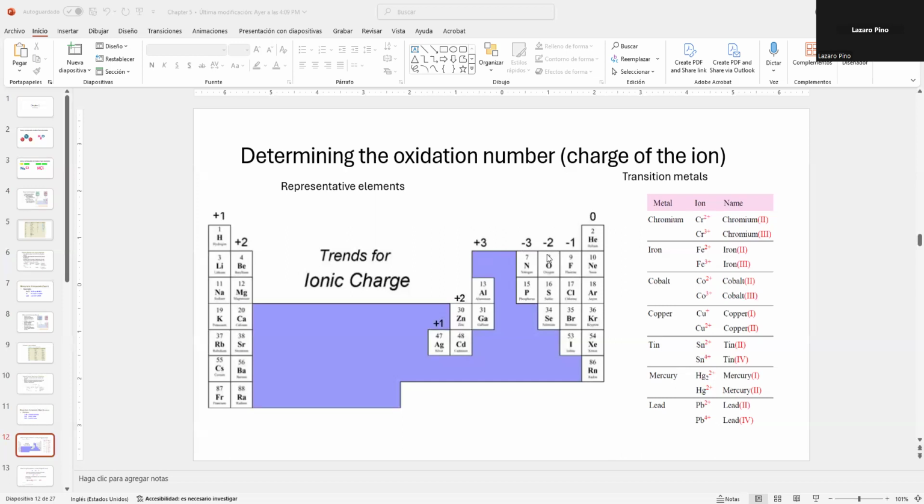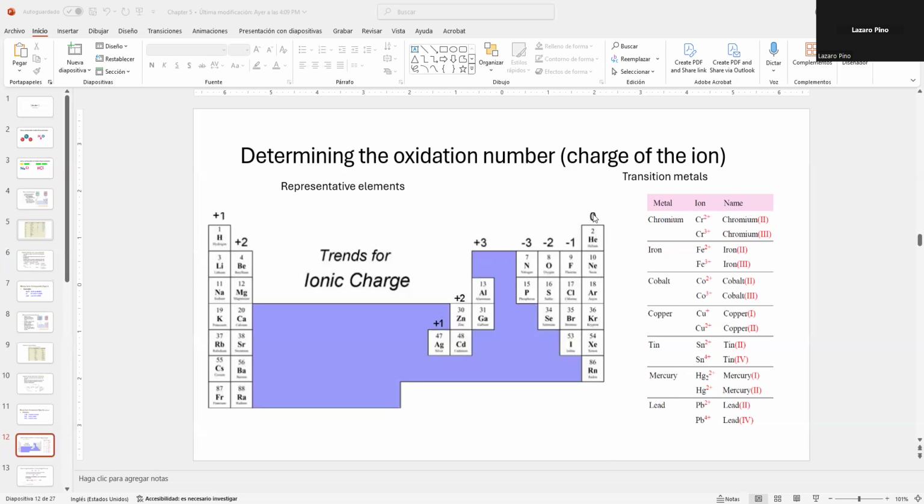In group 8, they will have -2. In group 9, sorry, they will have charge -1. And here we have the noble gases: helium, neon, argon, krypton, xenon, and radon. They have charge 0 because they never gain, or almost never.